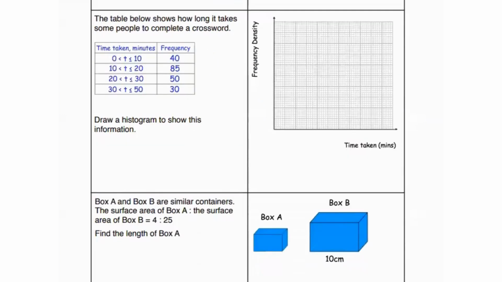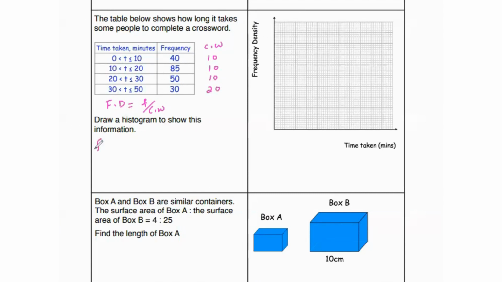Then the next question: the table below shows how long it takes some people to complete a crossword. We have to draw the histogram to show the information. Whenever we're trying to draw the histogram, we need the frequency density. Frequency density is basically frequency over class width. So let's find the class width first. Class width is the distance between your maximum and minimum value of the interval. So between 0 and 10, it's 10. 10 to 20 is 10. 20 to 30 is also 10. And 30 to 50, it's 20.